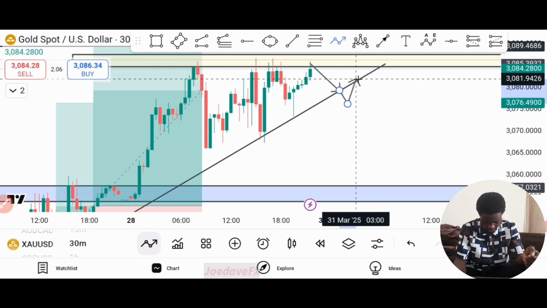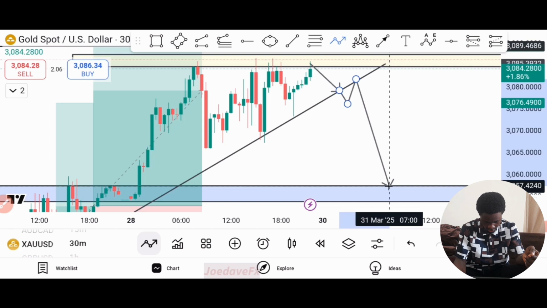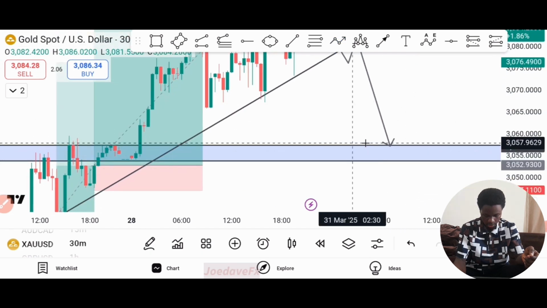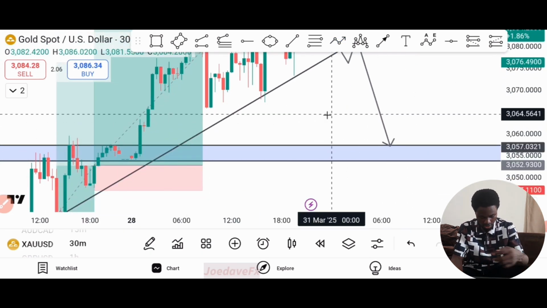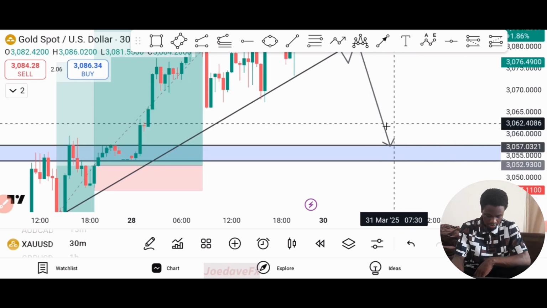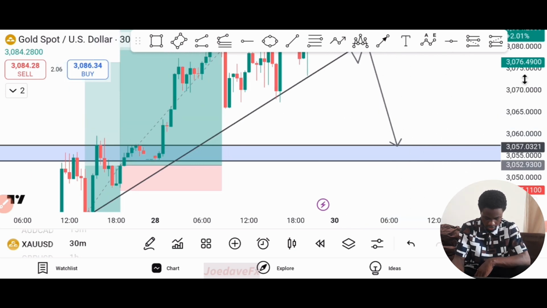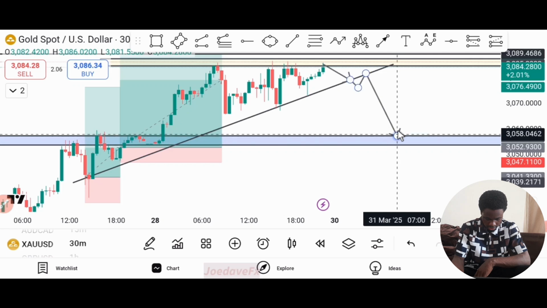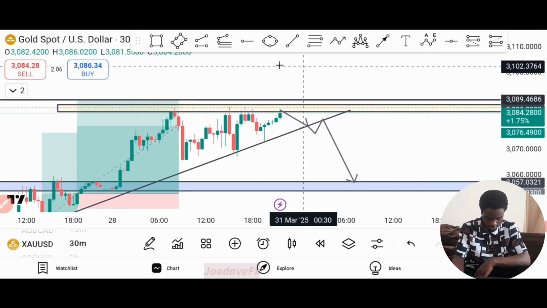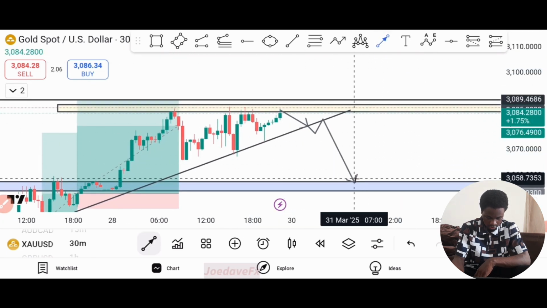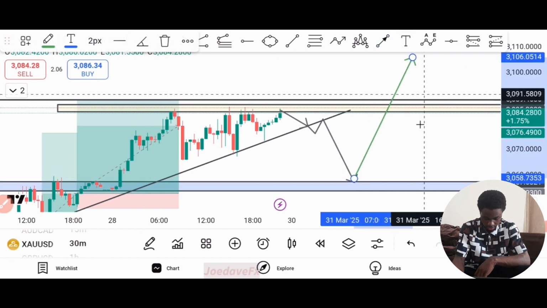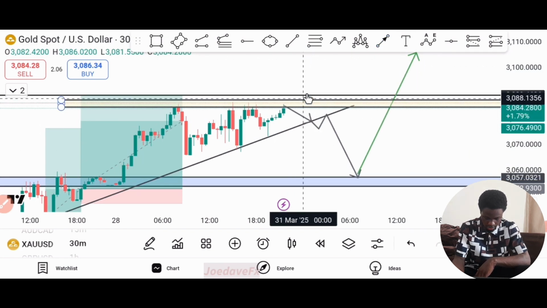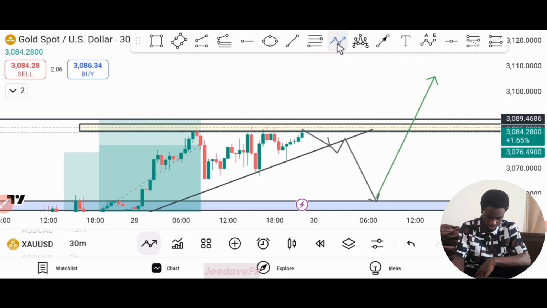If you expect something like this, a retest of this counter trend line breakout, then we should drop back to this blue zone here. That's about 3,050 dollars per coin. So we should pull back here. Once we pull back here, then I believe gold will have gathered enough momentum to finally break out of this point.